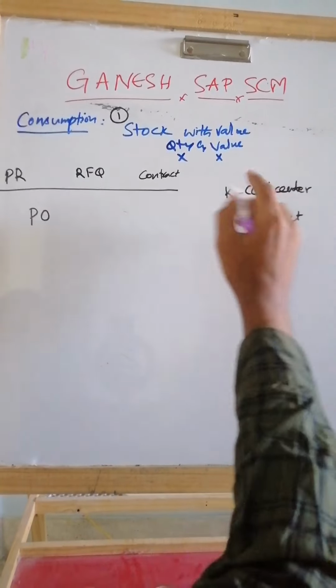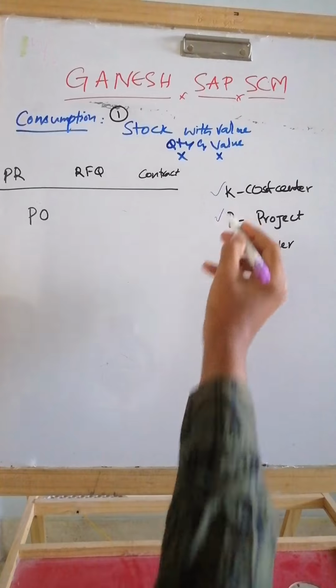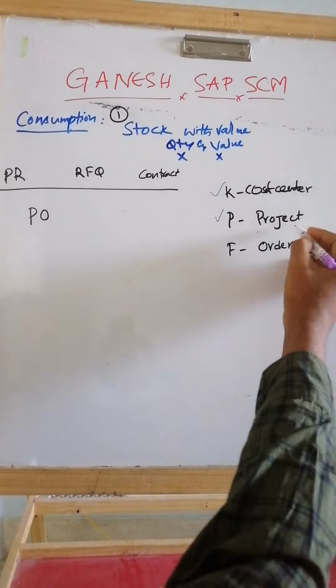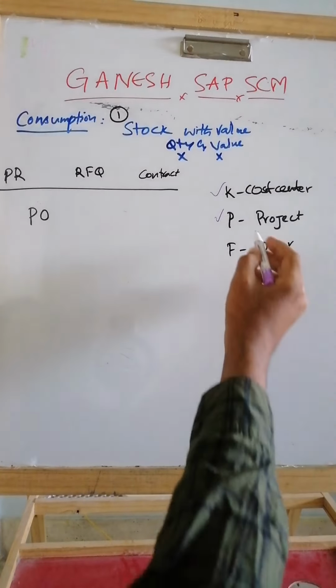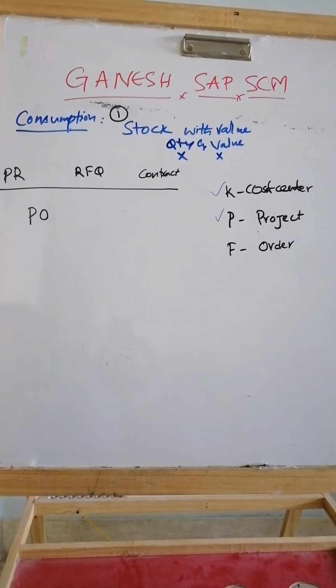And P is for project, when you use the WBS element. If you use the project system module, whatever procurement you are doing for a specific project, the project will be used. When you give P, the system will ask you for the WBS element. Generally it will have a structure like project, sub-project, and then the final one is the WBS element, the work breakdown structure. The WBS element will be given under the account assignment category.